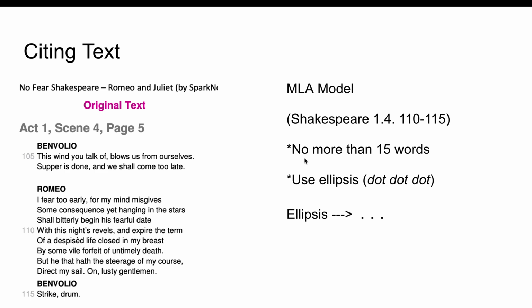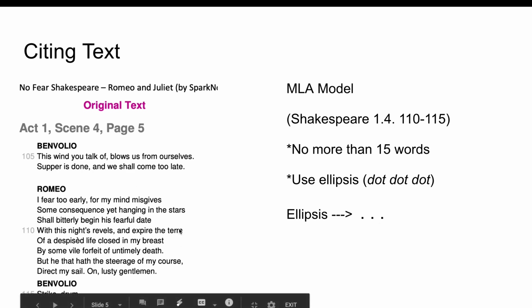Okay? In your response, you cannot use any more than 15 words as far as you're citing the text. We want the majority of the response to be your words, not the text. So anytime you cite evidence, it cannot be any more than 15 words. If you need to use the ellipsis, which looks like this, you may do that to omit words in your textual reference.